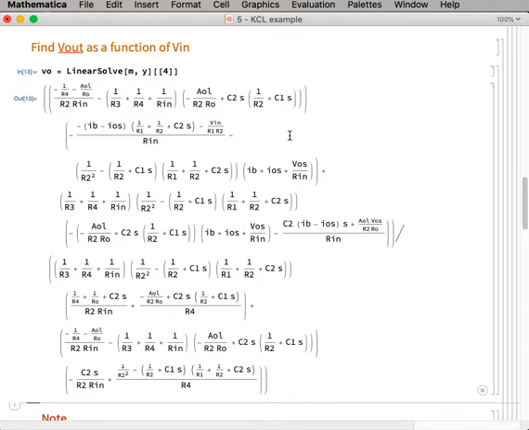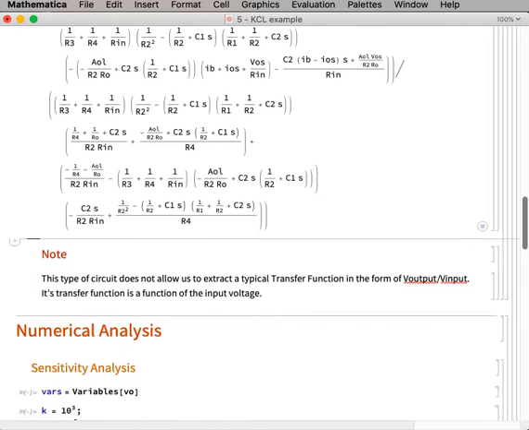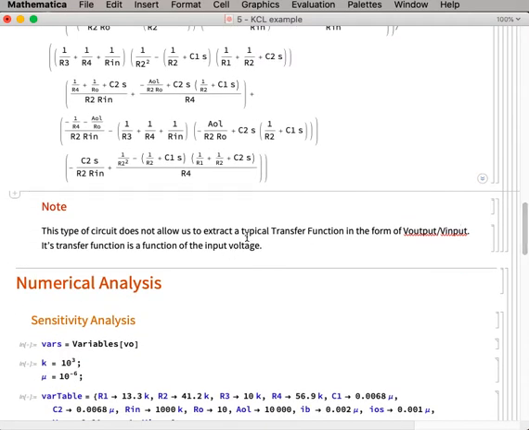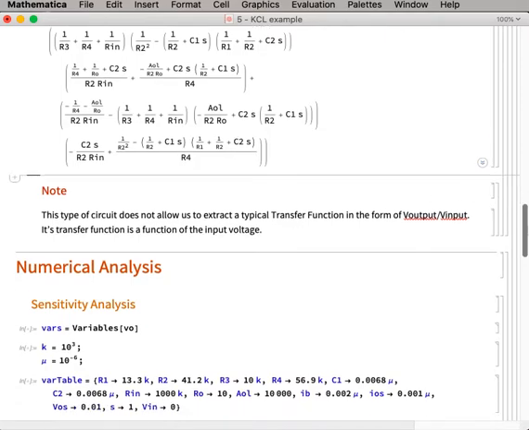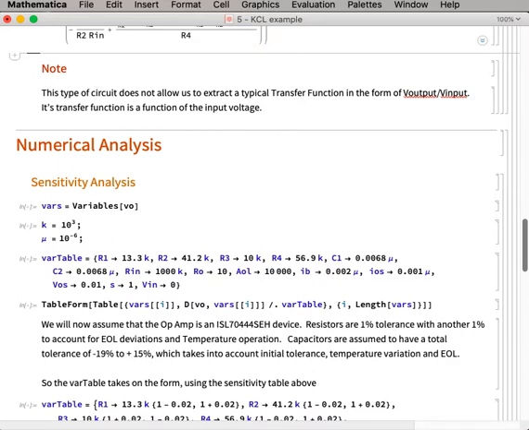Now notice that the transfer function just doesn't have Vn times a bunch of stuff divided by a bunch of stuff. Vn is mixed in with everything in this case. So that means we're not going to be able to get a pure transfer function. We're going to end up with a transfer function that's a function of the input voltage. So that's a little bit disconcerting, but it's not unusual.